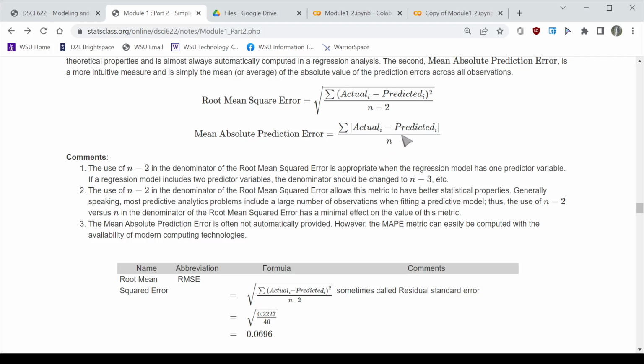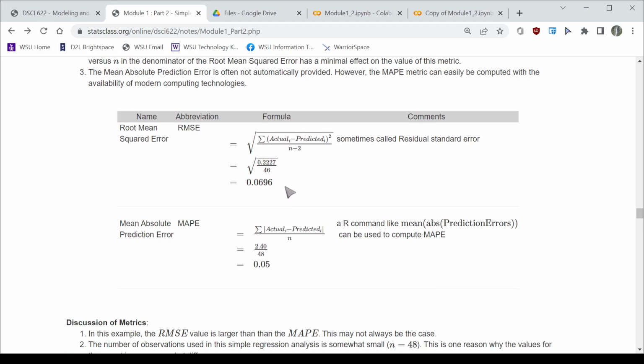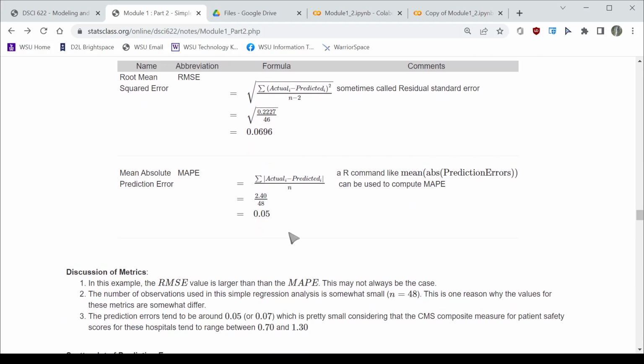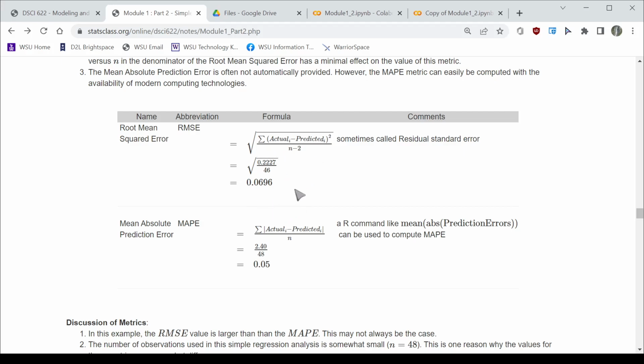The mean absolute prediction error is not automatically provided by most computing technologies. However, we can easily compute that. And that is shown in our associated Colab document. For this particular problem, it looks like the RMSE value, if we were to round that, is close to 0.07. Whereas my MAPE, or my mean absolute prediction error, is about 0.05. Turns out for this example that the root mean square error is a little bit larger than the mean absolute prediction error, but that's not always going to be the case.